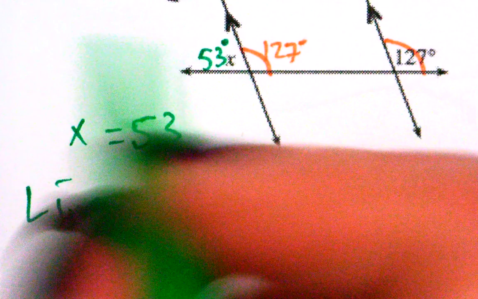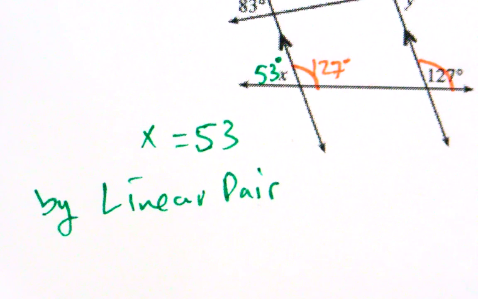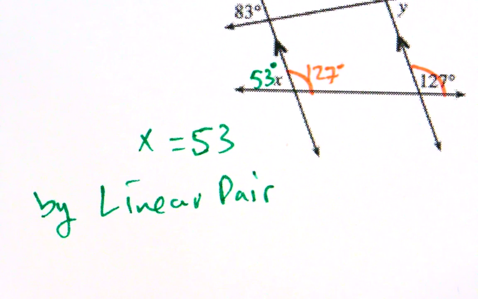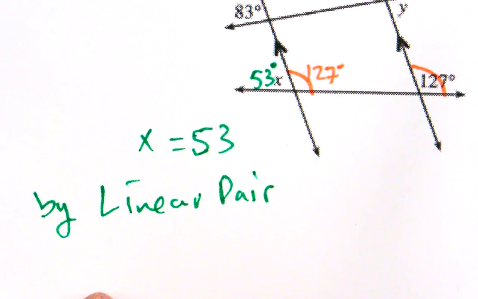Sorry, I would just say linear pair, because 127 and 53 have to add up, are supplementary, right? So they are a linear pair. Okay, so we got to get to y. This is weird, it's a little confusing. How in the world? Oh, duh, there's an 83 degrees over there.